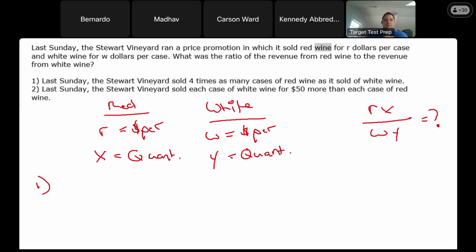Statement 1, 4 times as many cases of red. That's just an equation. X is equal to 4y, right? Because there are 4 times as many as red. That's how you do the translation. Statement 2, here's where the addition comes in. White wine, that's W, is 50 more than red.